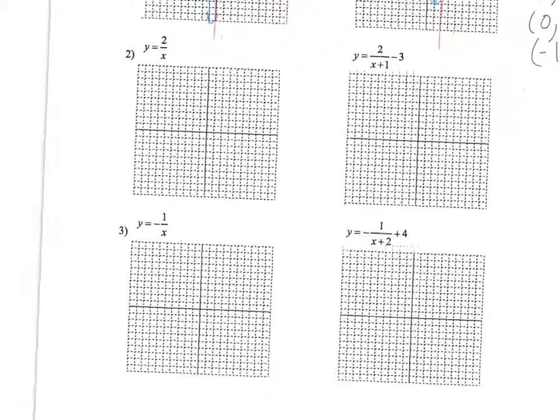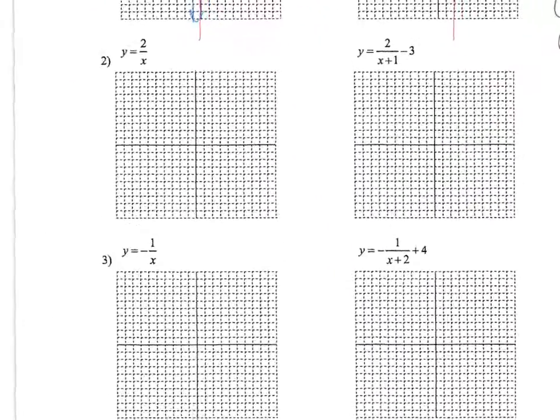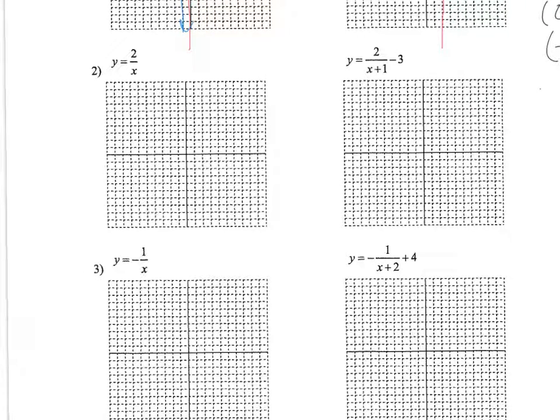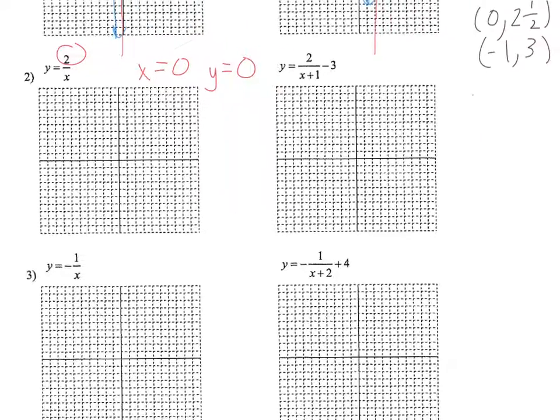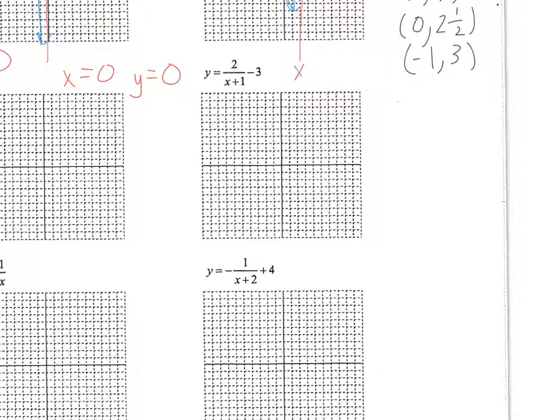Alright, so here's more to do. So I'm just going to talk about what the graph is going to look like. This one's going to have an asymptote at x equals 0 and y equals 0. And because this number is positive, it's going to be in the first and third quadrants. And this one, the asymptote's going to be at x equals -1 and y equals -3. And then because this is positive, it's also going to be in the first and third quadrants, generally located.